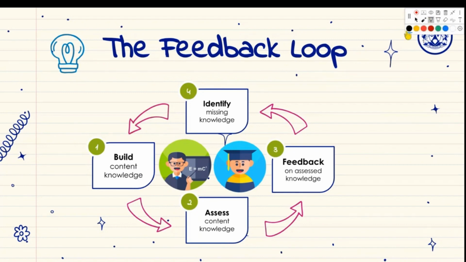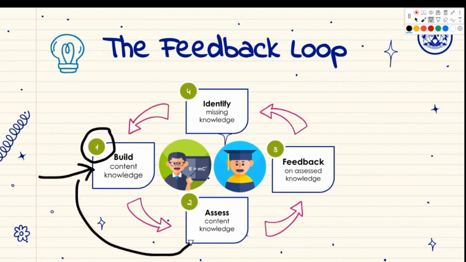So the feedback loop starts over here, and this is what we call teaching. This is when we build content knowledge. First and foremost, we talk to our learners, we discuss certain things with them, and we try to construct new knowledge. Then, in order for us to know whether or not they've actually learned it, we assess the content knowledge. Now, this is done in many different ways. We all know formal assessments, when learners have to write tests, and we know about projects and all sorts of things to assess the knowledge that they have.